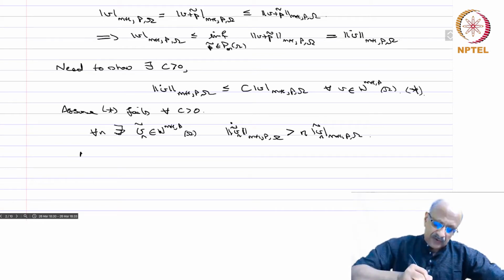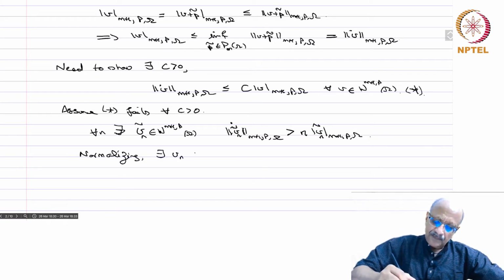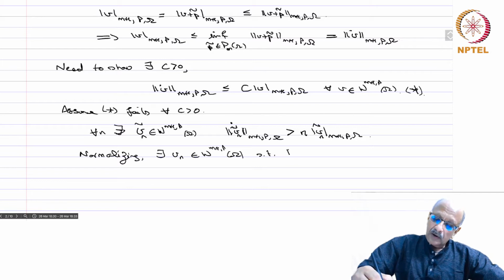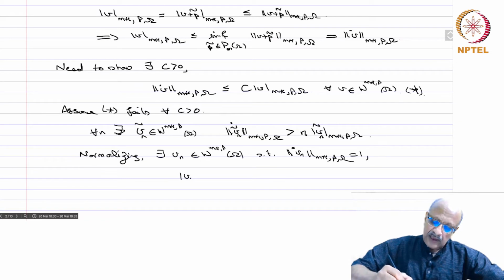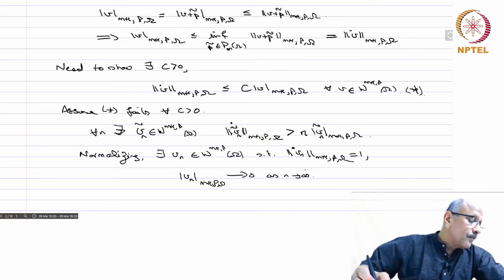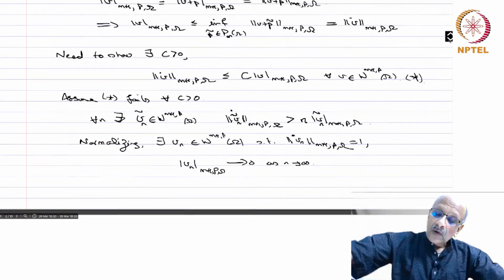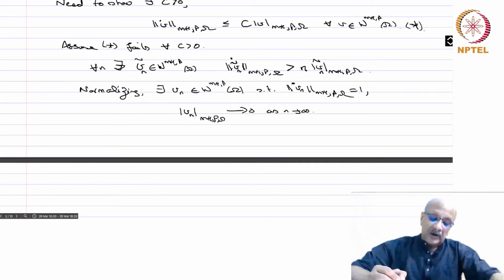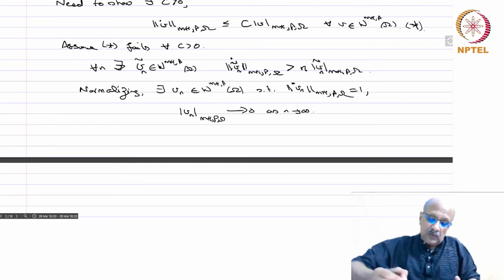So we can normalize this. So normalizing, there exists v_n in W^{m+1,p}(Ω) such that ‖v̇_n‖_{m+1,p,Ω} equals 1, and |v_n|_{m+1,p,Ω} is less than 1 by n times this norm, so it goes to 0 as n tends to infinity. So now we assume the inequality fails for every constant and we have got a sequence. Now we have to get a contradiction.